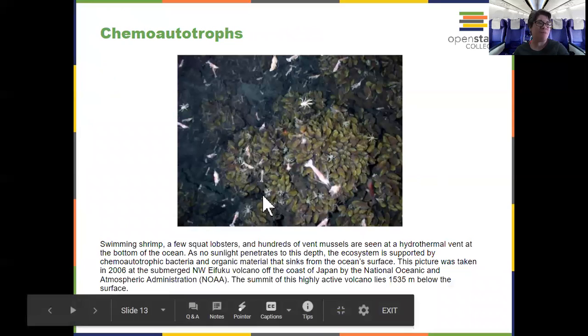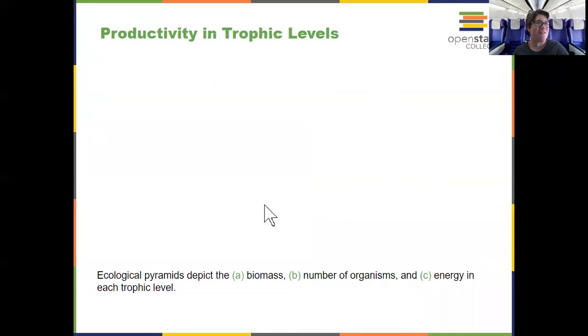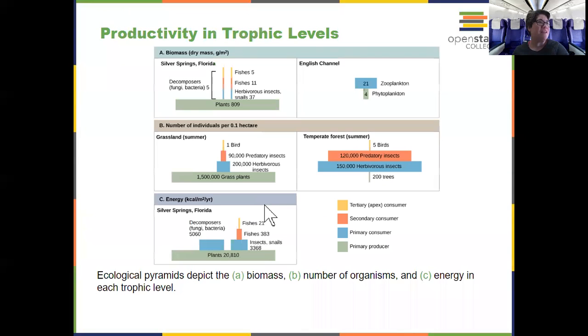Chemoautotrophs exist at the bottom of the ocean. These are vent mussels at a hydrothermal vent. It's important to note that they're not using the heat for energy, but they're actually using chemicals down there. That's a common misconception. And we can see some of this productivity.